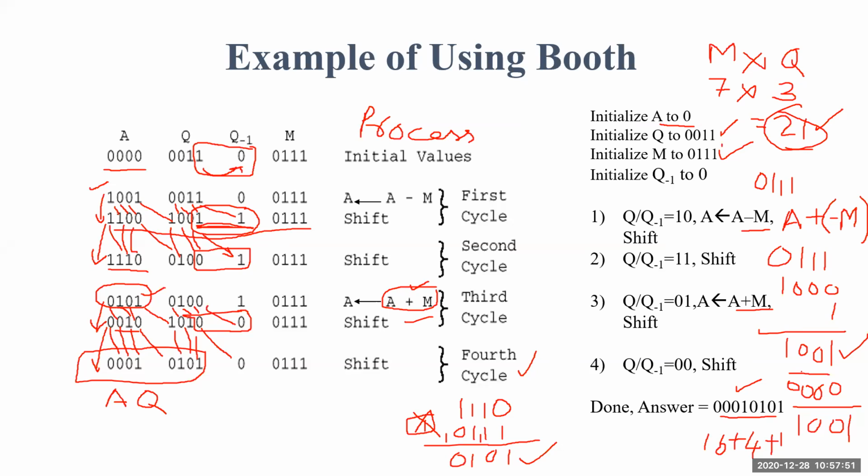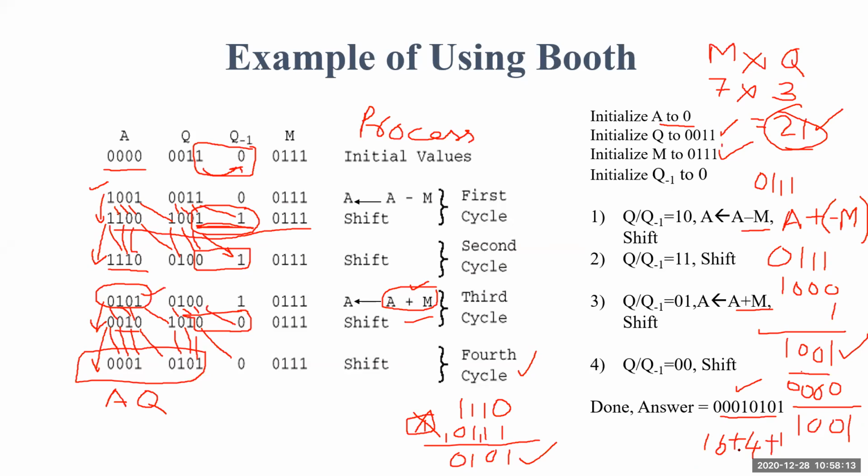That is one GATE question we can expect from the Booth algorithm. We'll see it in tomorrow's class if possible, or else we'll directly enter the new topic. Okay. I hope you have all understood the Booth algorithm very clearly. Are there any doubts? You can ask me now.